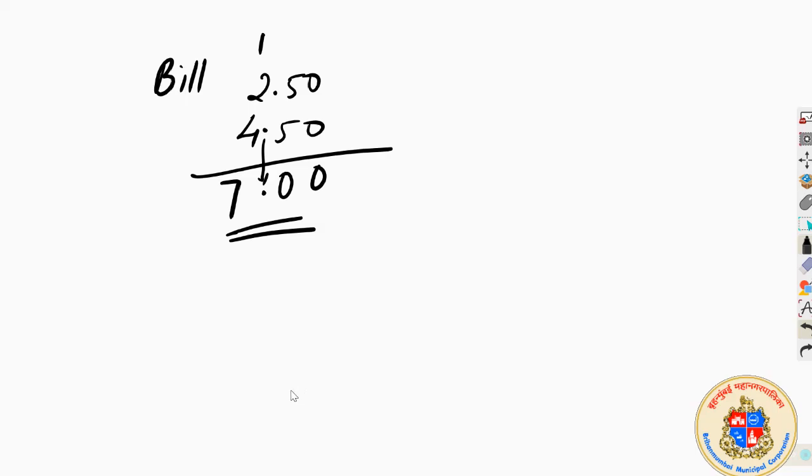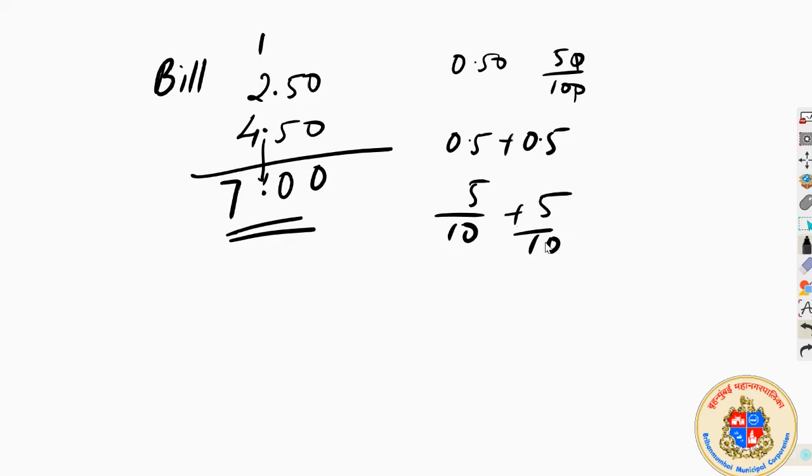Understood. This method you should know. 0.50, we may write it as 50/100, or you may write it as 5 upon 10. That means 0.5 plus 0.5 we have to add, that means 5 upon 10 plus 5 upon 10 we have to add, right? So what will be the situation? It will be 5 plus 5, 10 upon 10, which is equal to 1. Think this way or that way, you will reach the same answer.